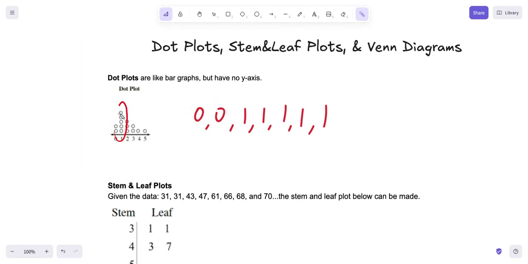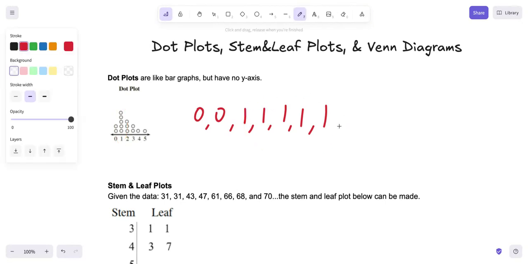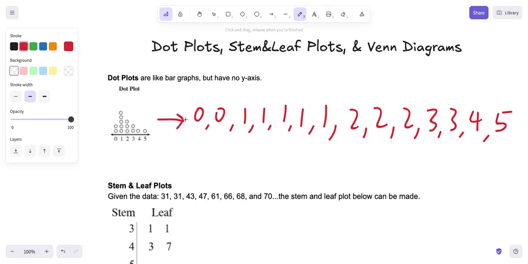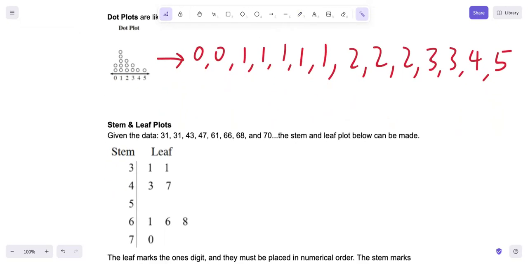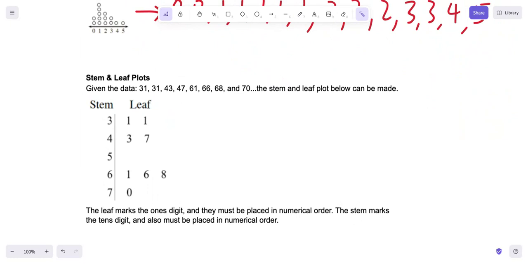There's 5 dots above 1. That's why there's 5 ones. And if I keep continuing, there's 3 2s, 2 3s, 1 4, and 1 5. Pretty simple. All right, next up we have stem and leaf plots.